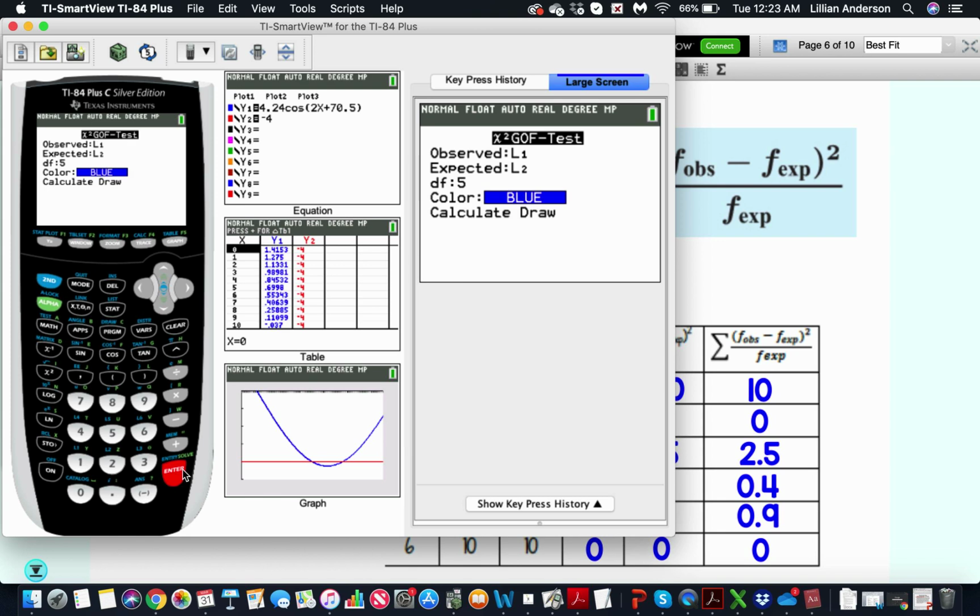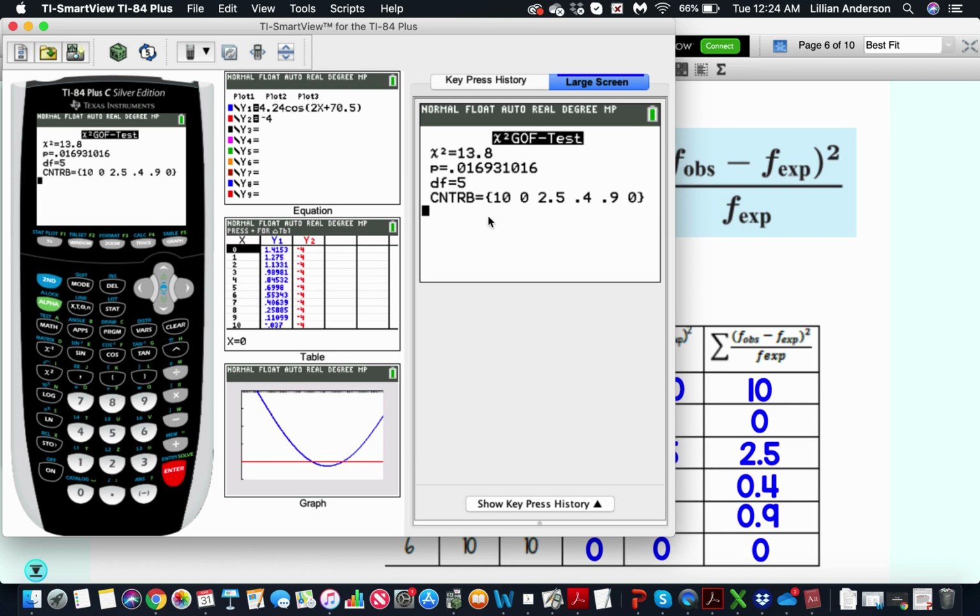My observed was in L1, my expected was in L2, and my degree of freedom is 5. So then I calculate, and there we go. My chi-square test is 13.8, as it should be. My p-value does change, as we can see. And then we have our degrees of freedom.